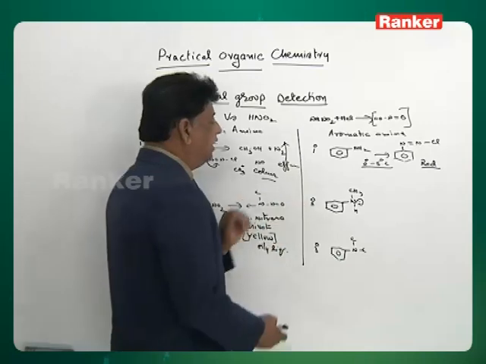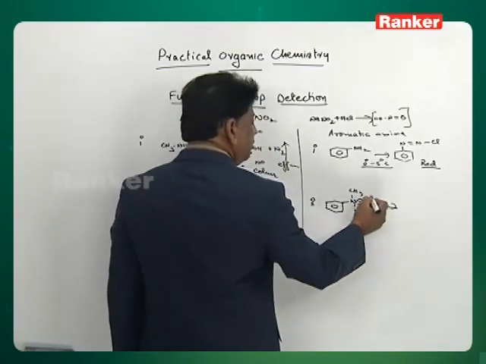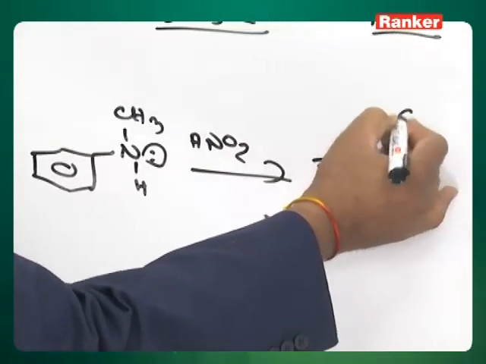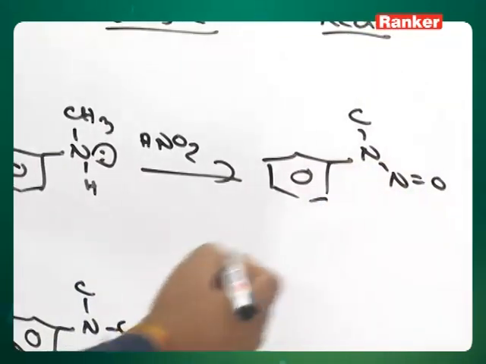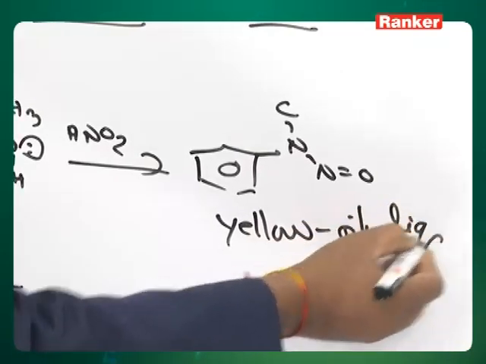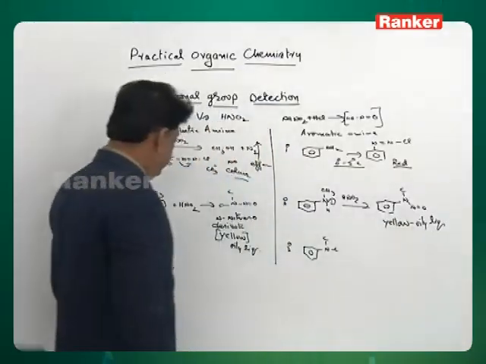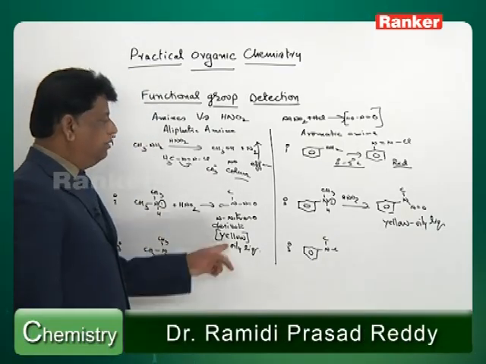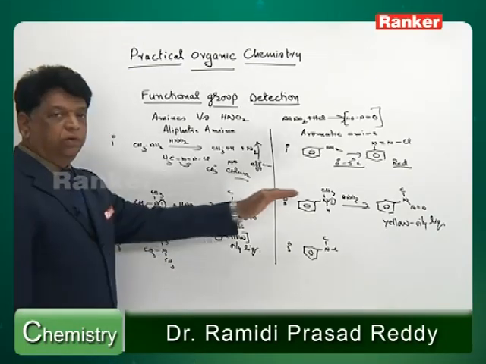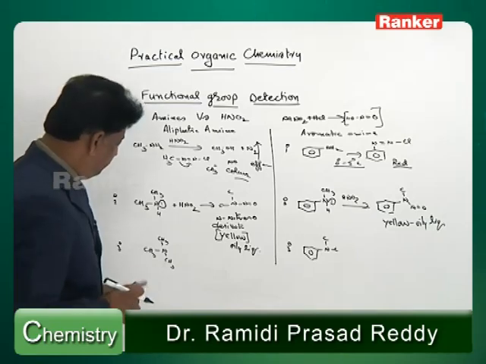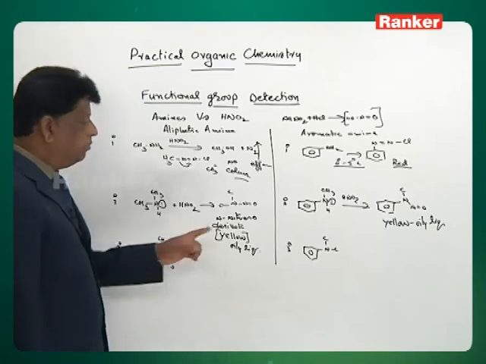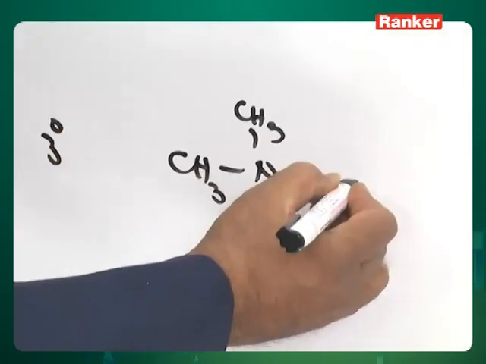So this also has one hydrogen, therefore the moment HNO2 is added, that H is replaced. The rest, the benzene and the methyl, will be there, but here you will get N-NO. So the same yellow colored oily liquid is formed. It is actually a repetition: 2 degree aliphatic gives a yellow oily liquid, and 2 degree aromatic also gives a yellow oil. That's why you cannot differentiate 2 degree aliphatic and 2 degree aromatic. The 3 degree aliphatic and the aromatic again differ with nitrous acid.